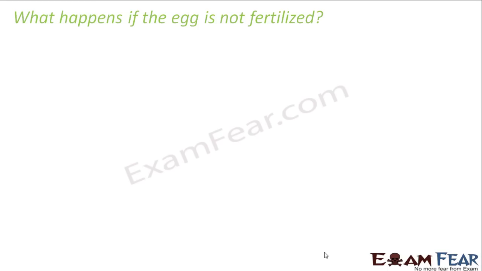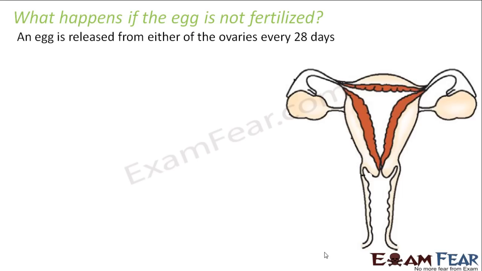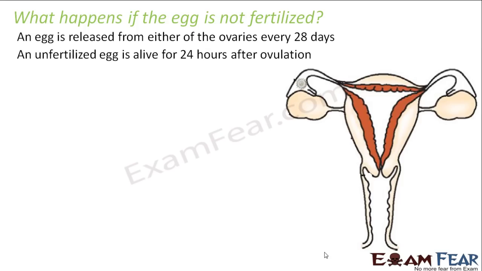So in that case, what happens? Let's see. So we already saw that an egg is released from either of the ovaries every 28 days. So every 28 days, there is one egg which is released. We also know that this unfertilized egg will remain alive only for 24 hours after ovulation. That means it needs to be fertilized by the sperm within 24 hours. Now let us suppose that the sperm did not fertilize it within 24 hours. So what will happen? Now forget about the fact whether the sperm fertilized it or not.